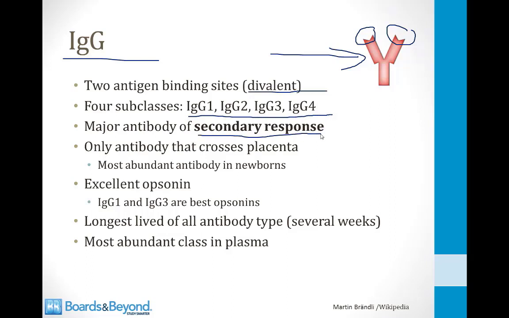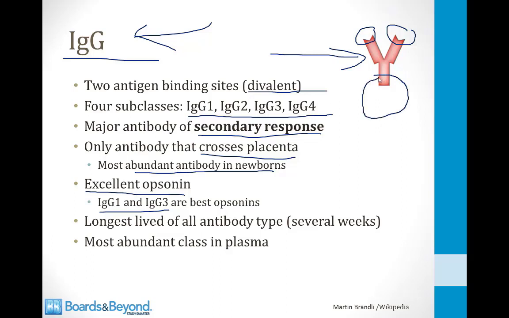When you've been exposed to a bacteria or a virus and you develop memory B cells and then you are re-exposed, the secondary response is rich in IgG antibodies as opposed to the primary response. This is the only antibody that crosses the placenta, and therefore it's the most abundant antibody in newborns. Its greatest feature is that it's an excellent opsonant, especially IgG1 and IgG3. Macrophages can bind to this Fc portion right here very well, and this helps them to identify and consume bacteria.